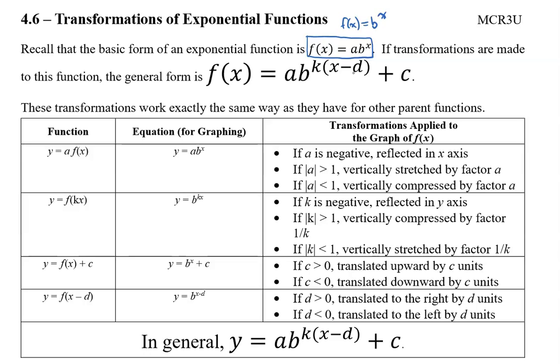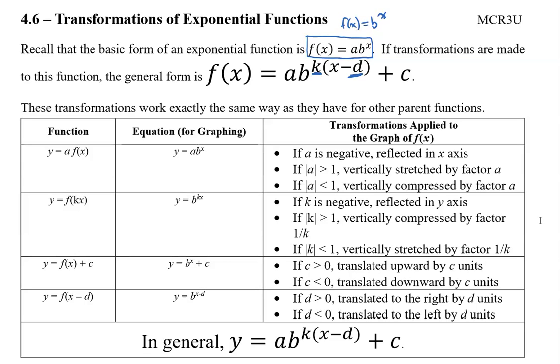The x is shifted horizontally, so left or right, according to d, and it's horizontally stretched or compressed according to k. And remember that factor is 1 over k. We'll come back to that more in a minute. Then the a value is our initial value, and that's going to determine how much it is vertically stretched or vertically compressed. And then the c value is going to shift it up or down.